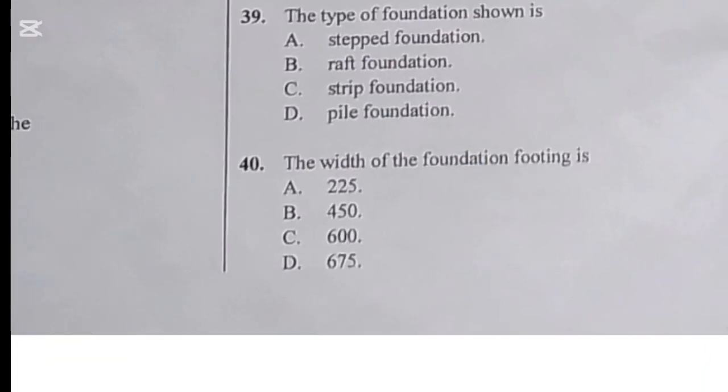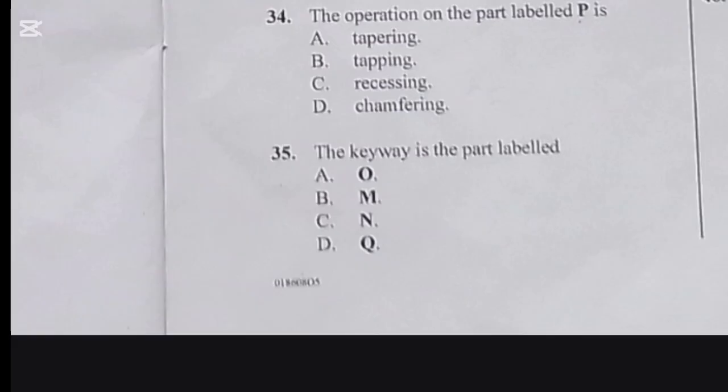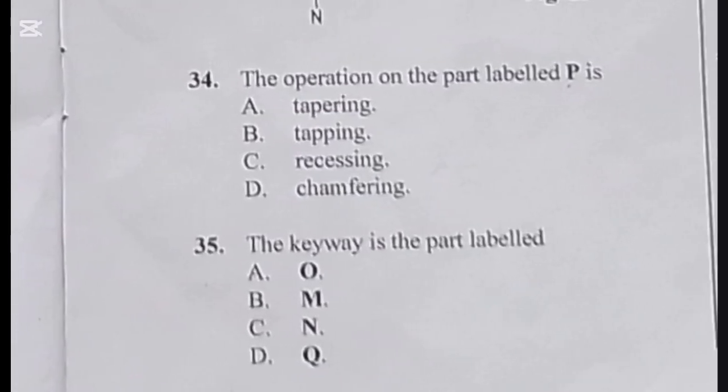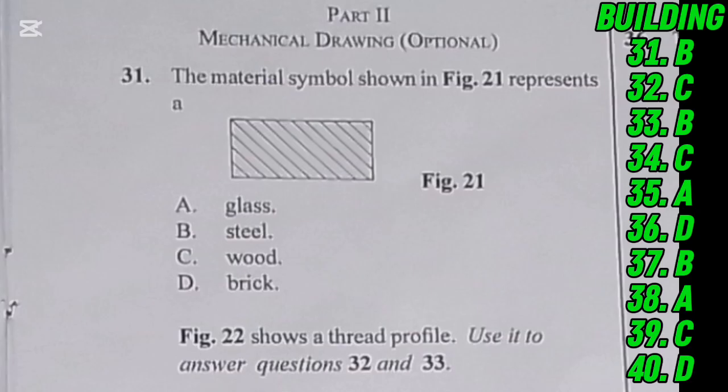Now let's quickly take a look at the mechanical option. I'm going to place the answers for the building option at the side of the screen here, so we can use that to compare and answer the mechanical drawing option, which I said is going to be the same answer. Now let's look at question 31. The material symbol shown in figure 21 represents a steel, this is B. You can see the answer is B for building as well.